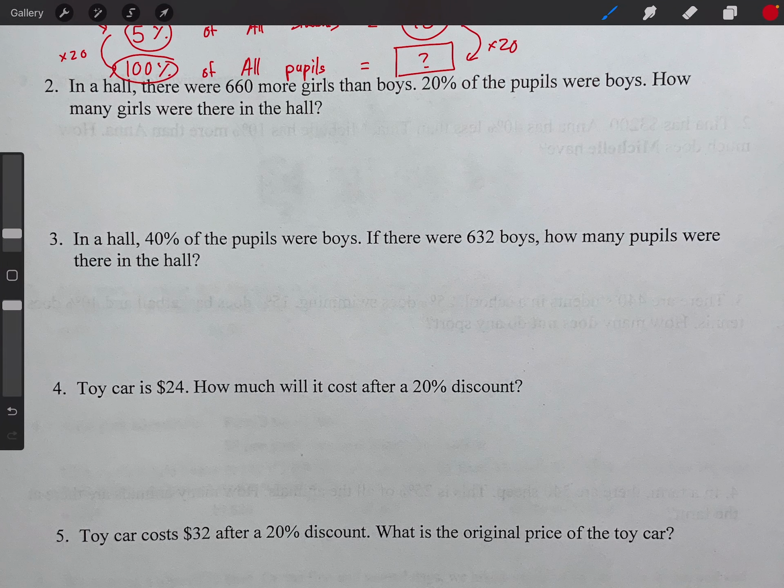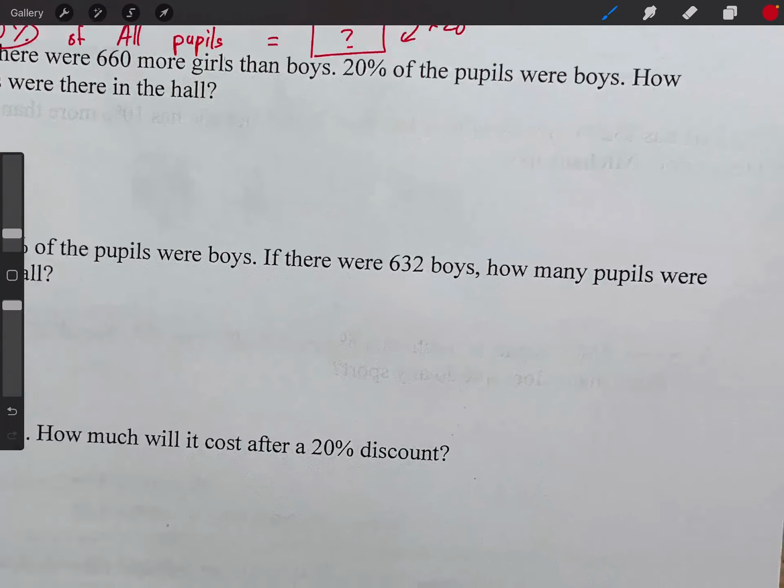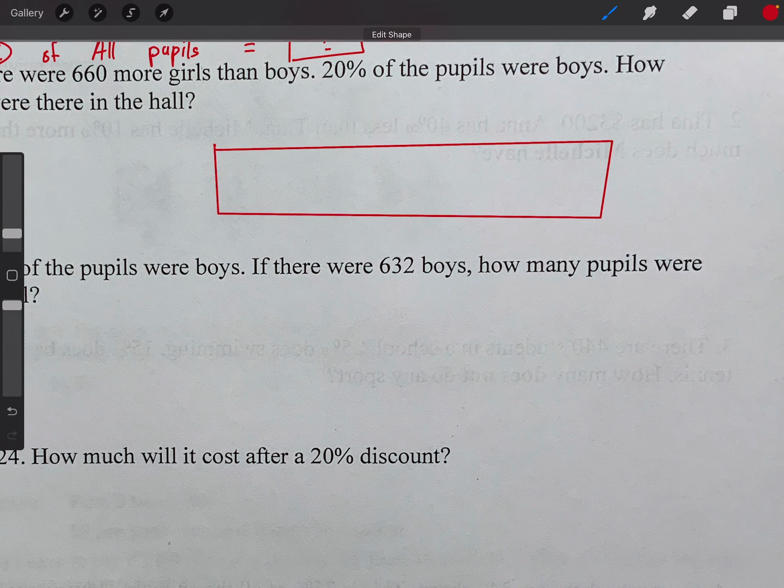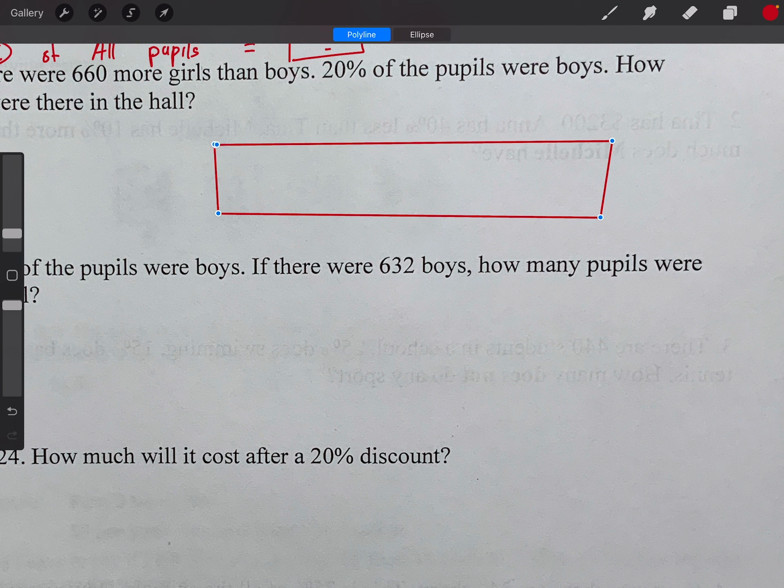Next question. In the hall there were 660 more girls than boys. 20% of the pupils were boys. How many girls were there? Okay, now this one's a bit hard. I'm going to demonstrate this as a picture, maybe it'll help you understand. This is supposed to be a rectangle, but it didn't come out very well.